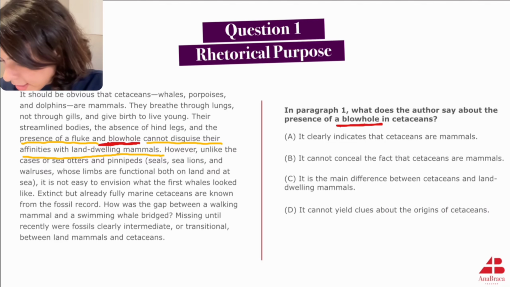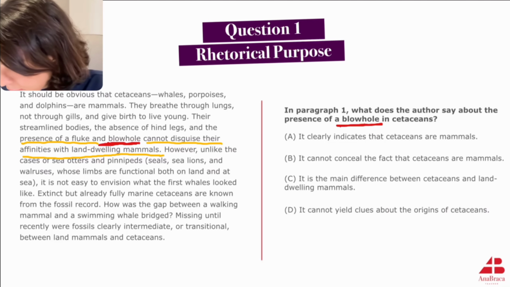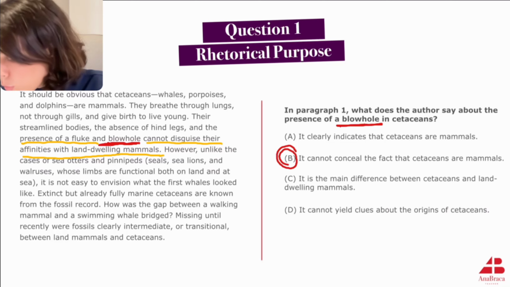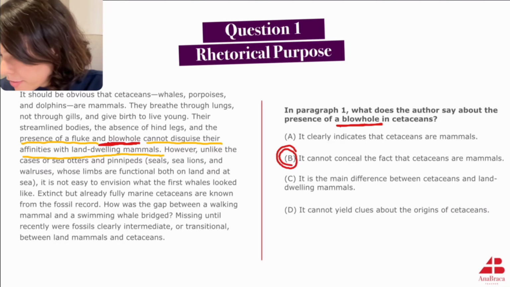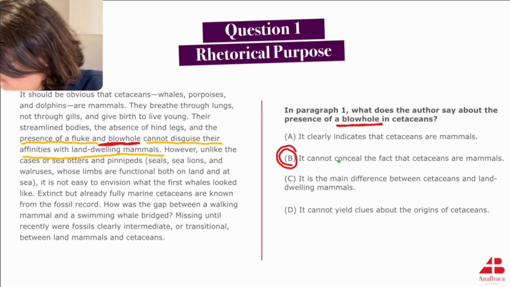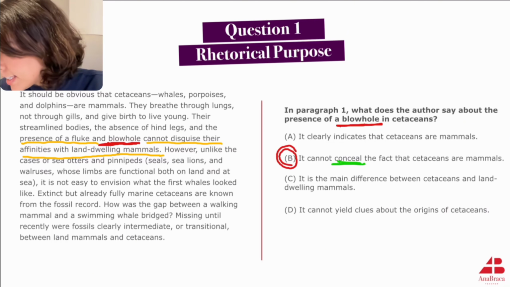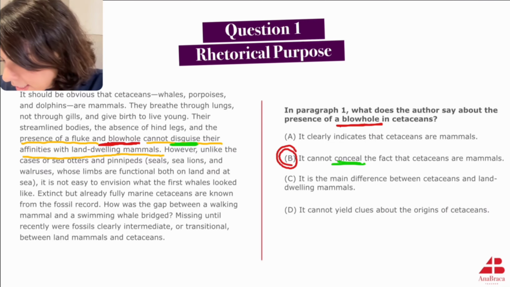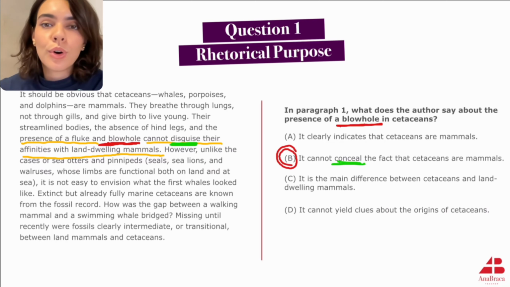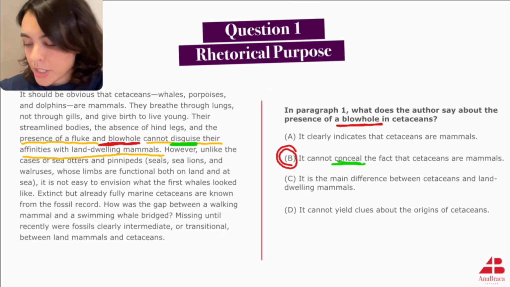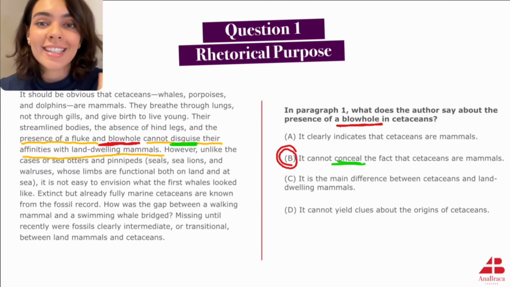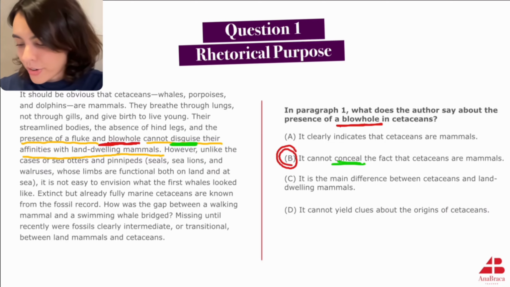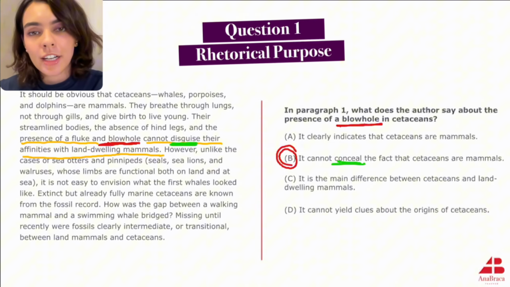So the correct answer would be letter B. And why is this one the correct answer? Because we have here, it cannot conceal the fact that the cetaceans were mammals. Conceal is a synonym to disguise. Those are synonyms here, all right? So that's how they are testing your vocabulary in the TOEFL, to see if you understand synonyms. So the correct answer is this because it says the exact same thing as the text. It cannot disguise their affinities with mammals. It cannot conceal the fact that they are mammals.